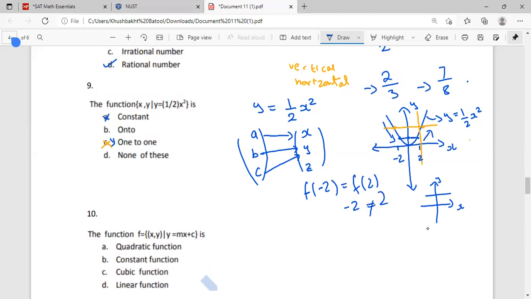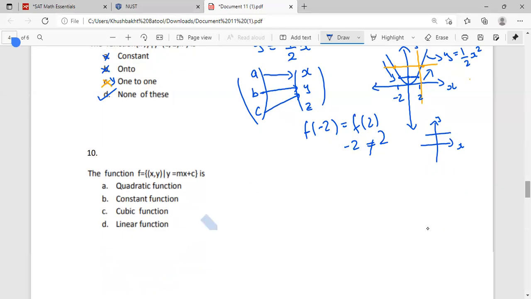The only definition you need to think of is, if two x's are corresponding to one y, it is not onto. This is how you need to understand. And for one-to-one, just remember the vertical line test and horizontal line test. Okay, so this is not onto as well. We are only left with option D, so D is the answer, none of these. Okay, it is basically a quadratic function.